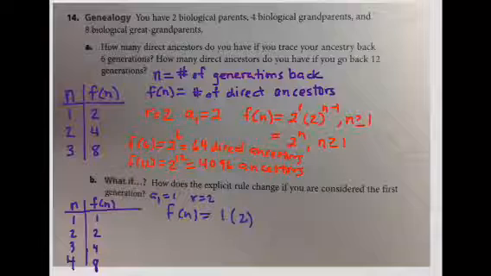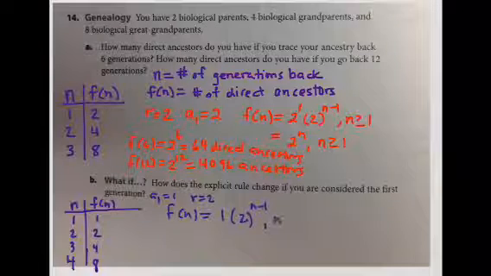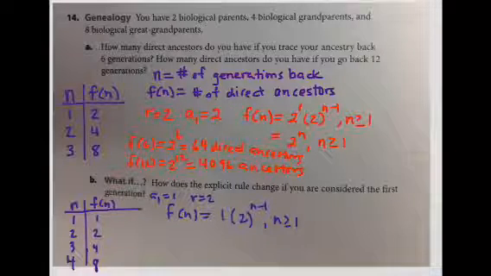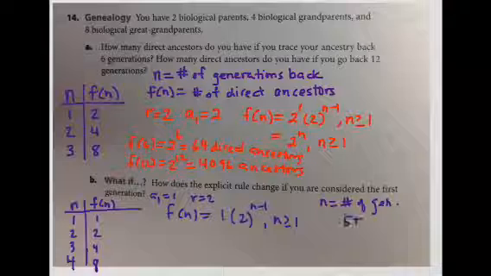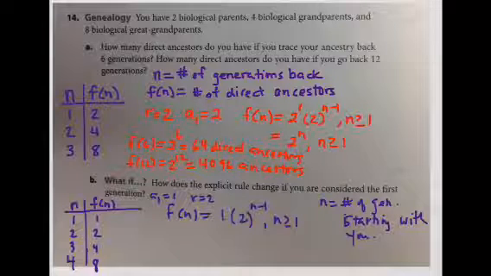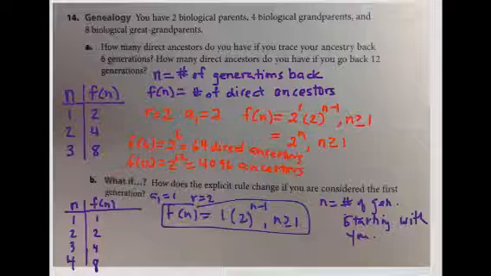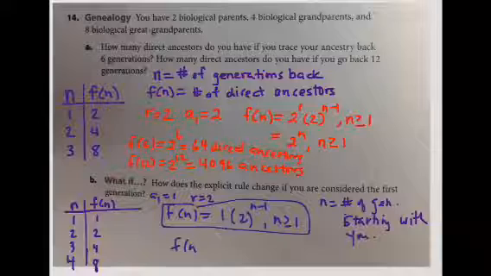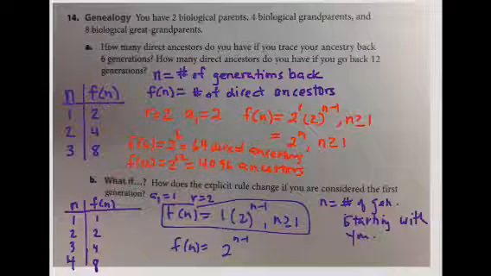Okay, so sorry about that. So I've got f of n equals 1 times 2 to the n minus 1 for n greater than or equal to 1. And then n would be the number of generations, I'll just put gen, starting with you. Okay, and so that would be the formula right here. Now you don't need to keep the 1. You can just write it f of n equals 2 to the n minus 1, n greater than or equal to 1.